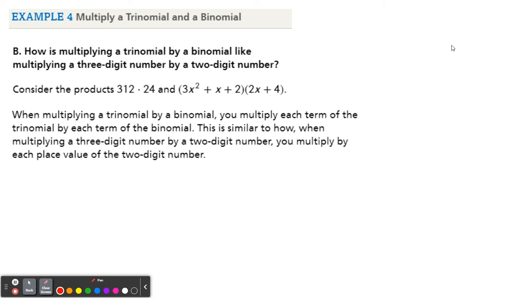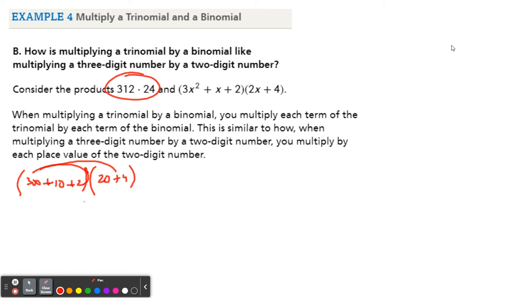All right, next, here we go. How is multiplying a trinomial by a binomial like multiplying a 3-digit number by a 2-digit number? Okay, so we're kind of taking a step backwards here. Again, we're going to expand 312 times 24. So that's going to be 300 plus 10 plus 2, times 24, which is going to be 20 plus 4, right? We break it down in terms of hundreds, tens, ones.